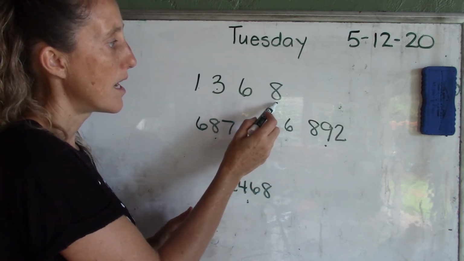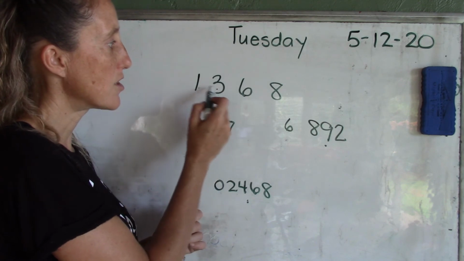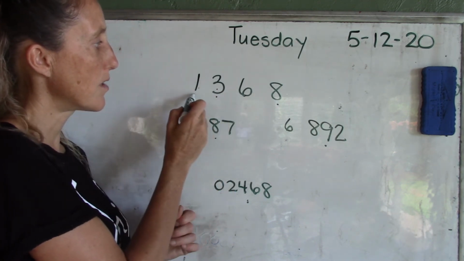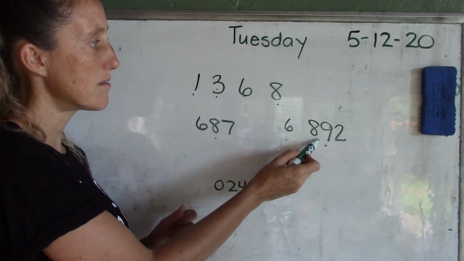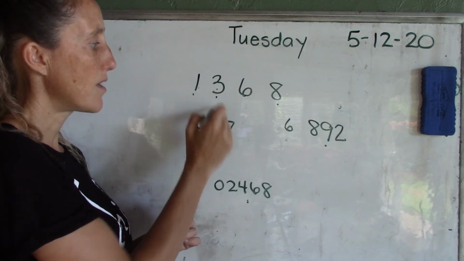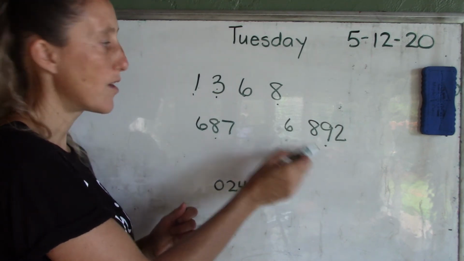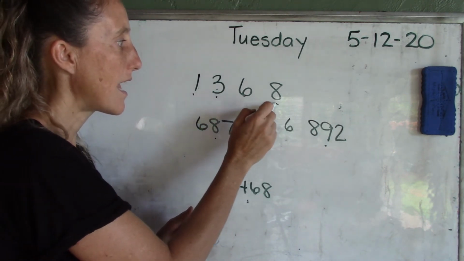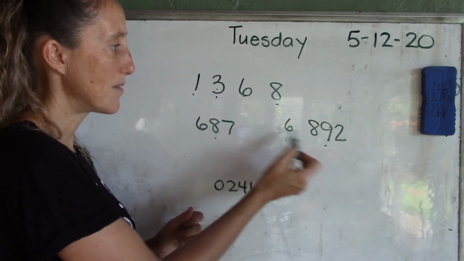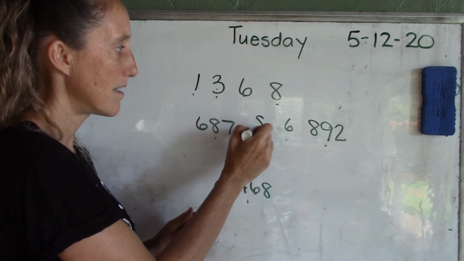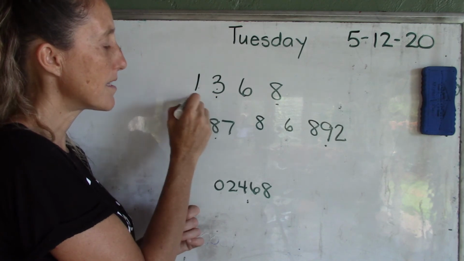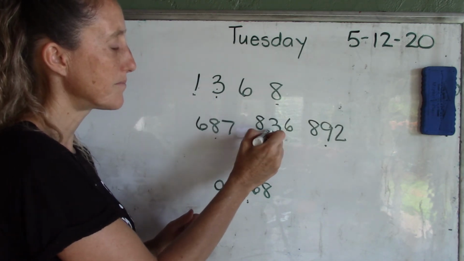So, the number can start with any of these 3 numbers. Is anything 100 between these 2? No. Anything 300 between these 2? No. But there is 800. 800 is between these 2. And then you can pick one of these numbers. I'm going to pick the 3.